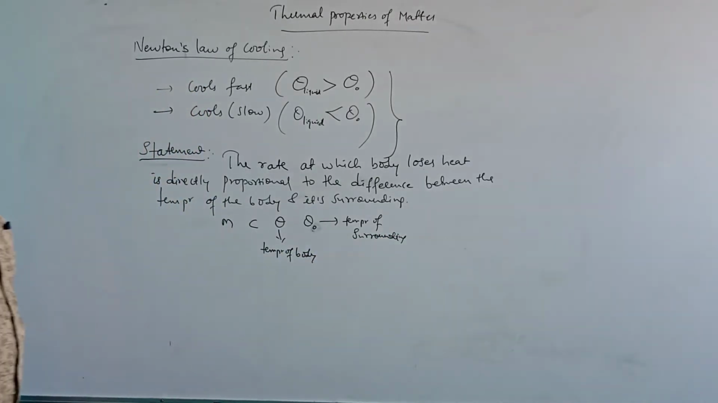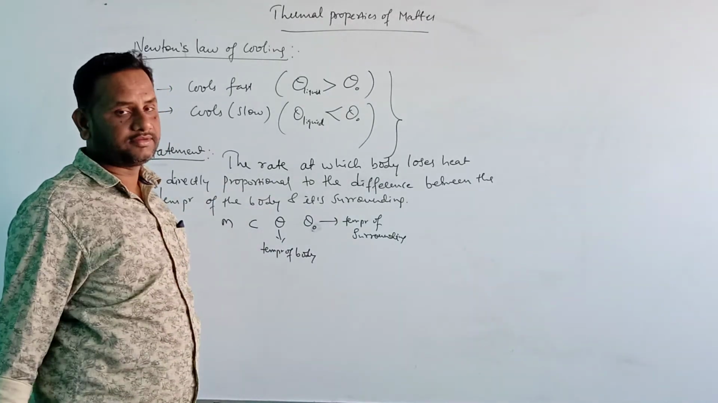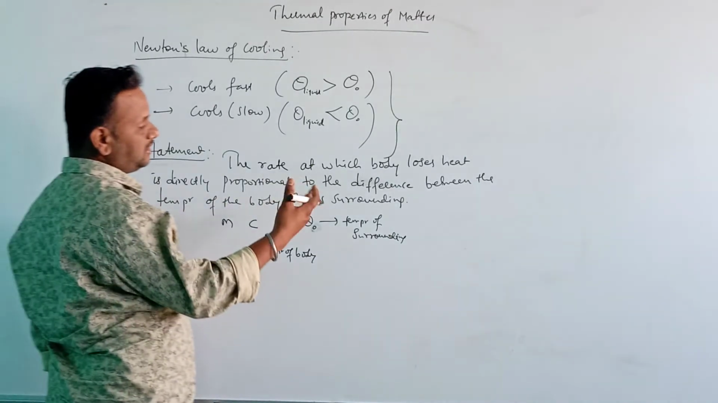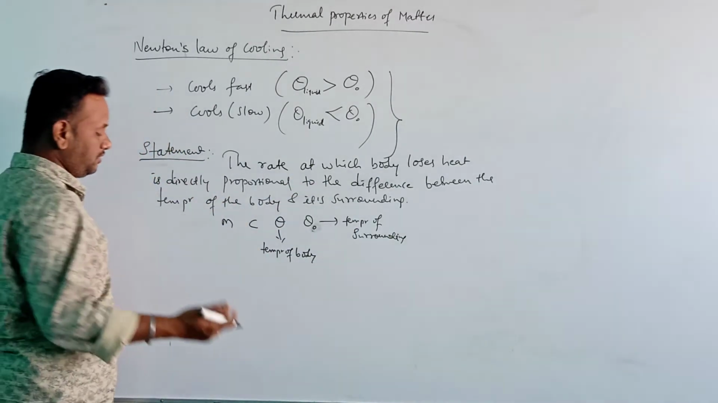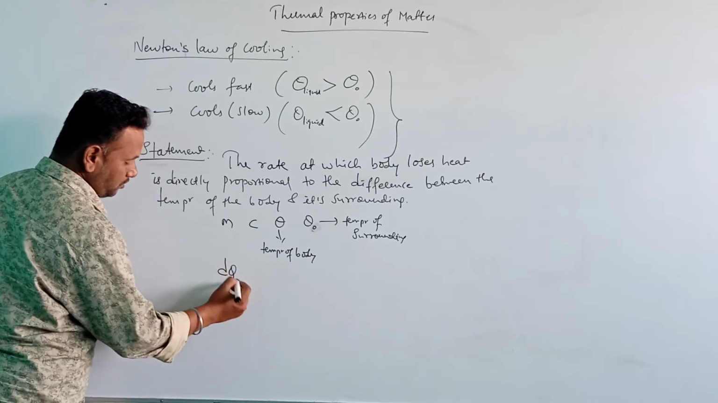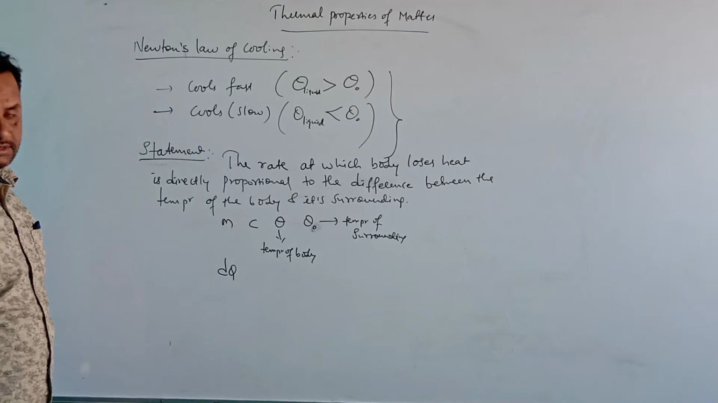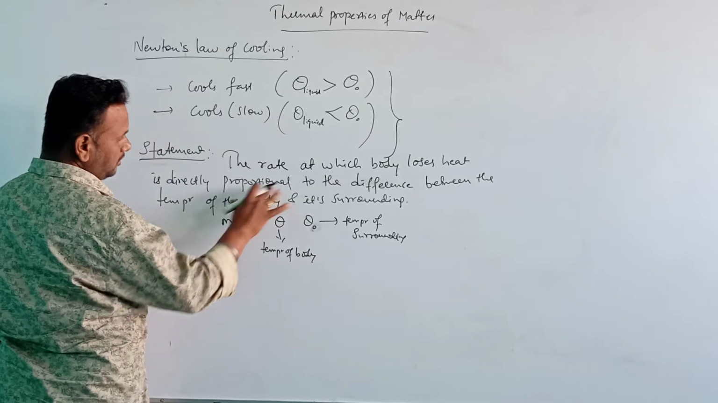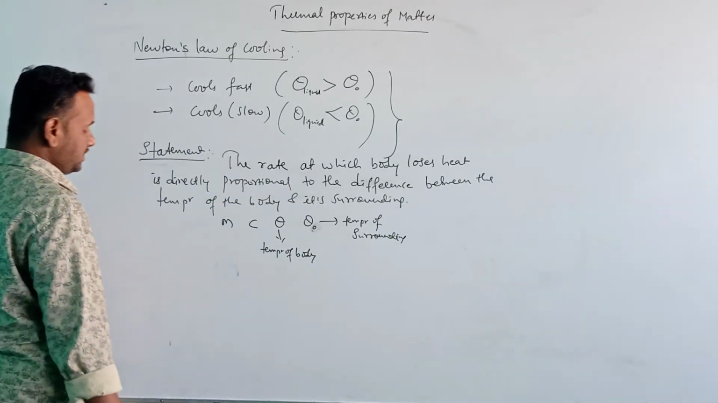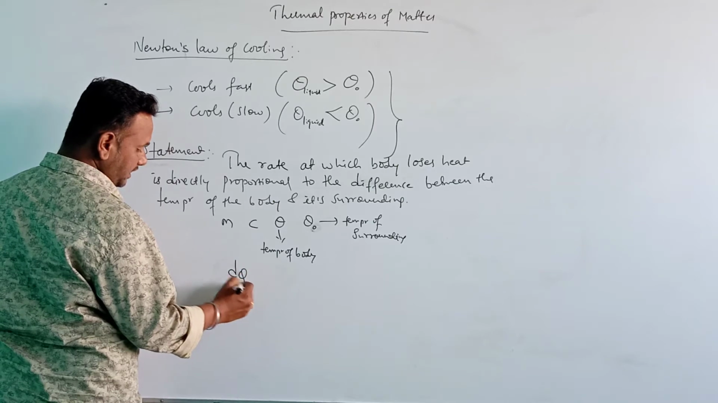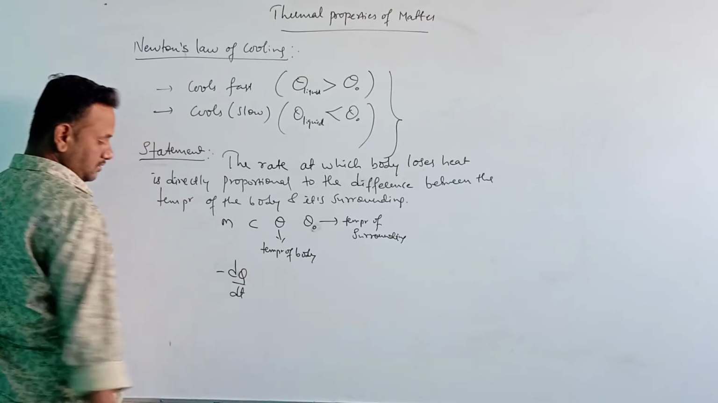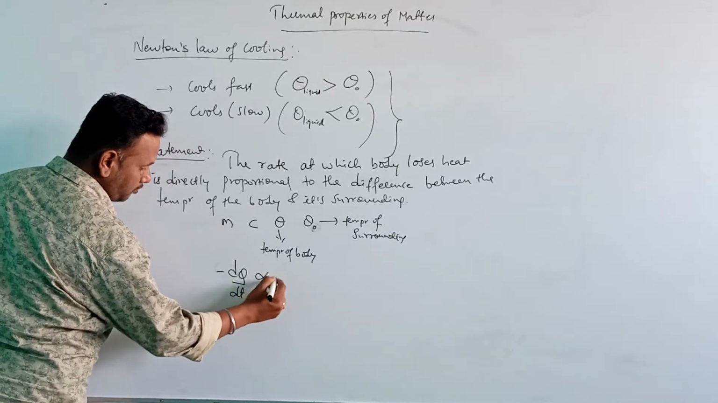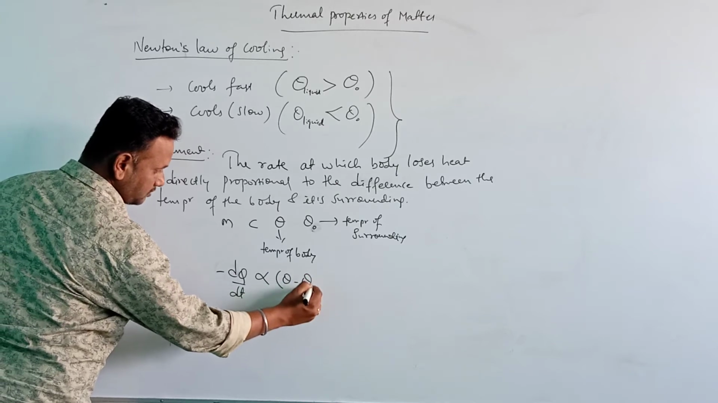Now according to Newton's law, it is stated that the rate of loss of heat is directly proportional to the difference between the temperature of the body and its surrounding. That means dQ by dt, here it is minus. Why have I taken this minus? I will tell you. dQ by dt is directly proportional to theta minus theta naught.